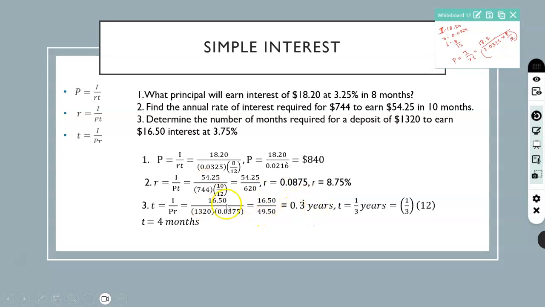The value you will get is in years, because in the formula T is always in years. Now that you have the number of years, to get the number of months you need to multiply it by 12. So you will multiply the number of years by 12 to get the number of months. So it will require 4 months to earn $16.5 from a deposit of 1320 if the rate of interest is 3.75%.